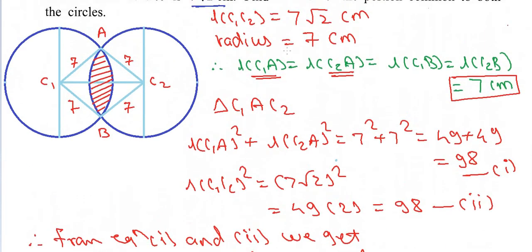Now have a look at the diagram. This is C1C2. Opposite to this is angle A. So angle A is equal to 90 degrees. Similarly we can say that angle B is also equal to 90 degrees. Now in quadrilateral C1AC2B, all sides are of the same length, and therefore over here we can say that this is a square.